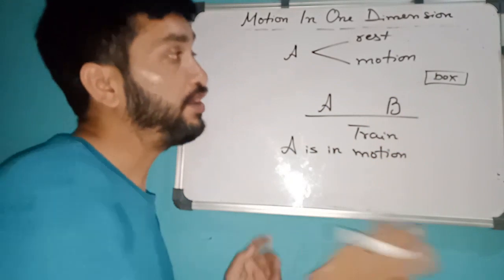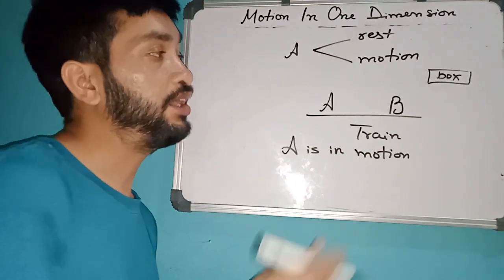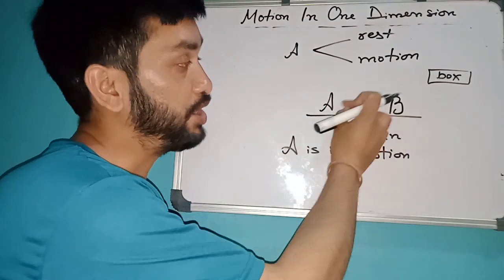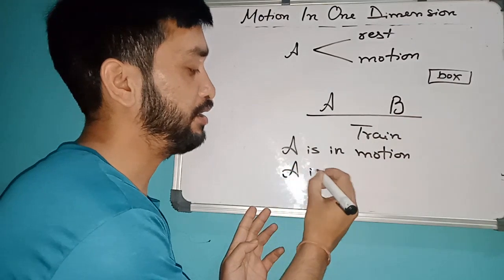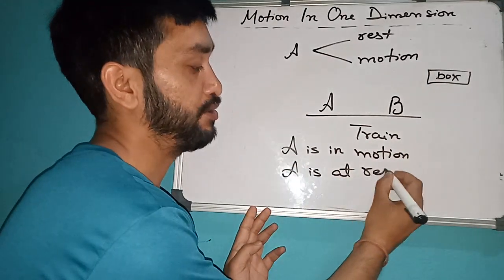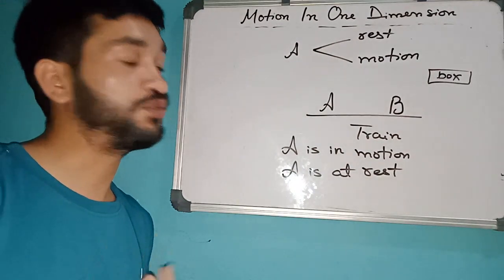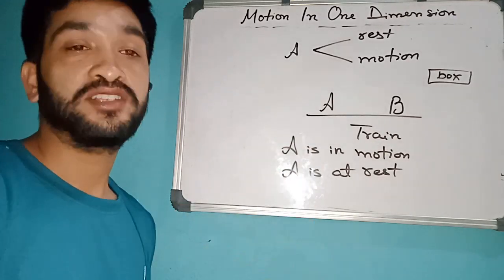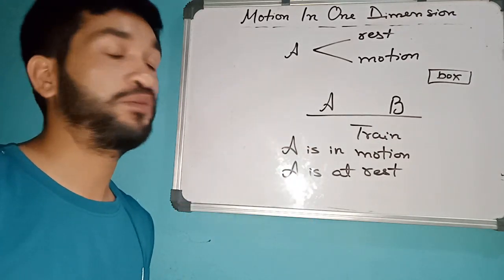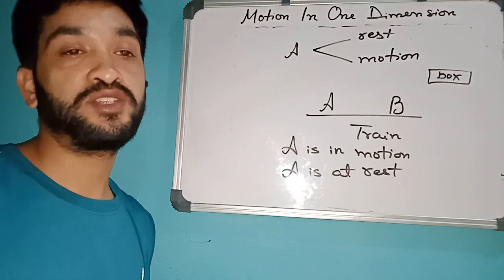But if I take reference point now as B, and now I check whether A is at rest or in motion, then I will get an answer that A is at rest. In this way these two things are different. Same body is at rest, same body is in motion. Many of you would be confused about what I am teaching. That is just on the basis of reference points.